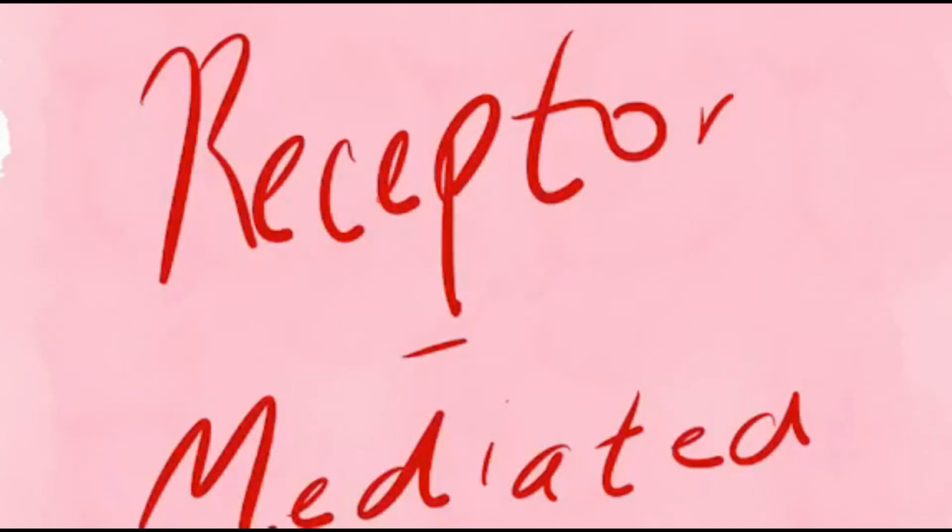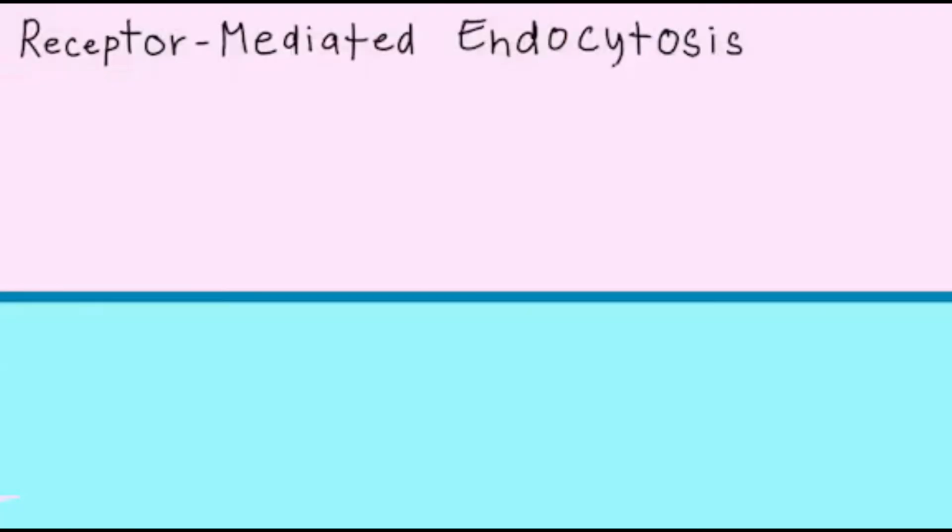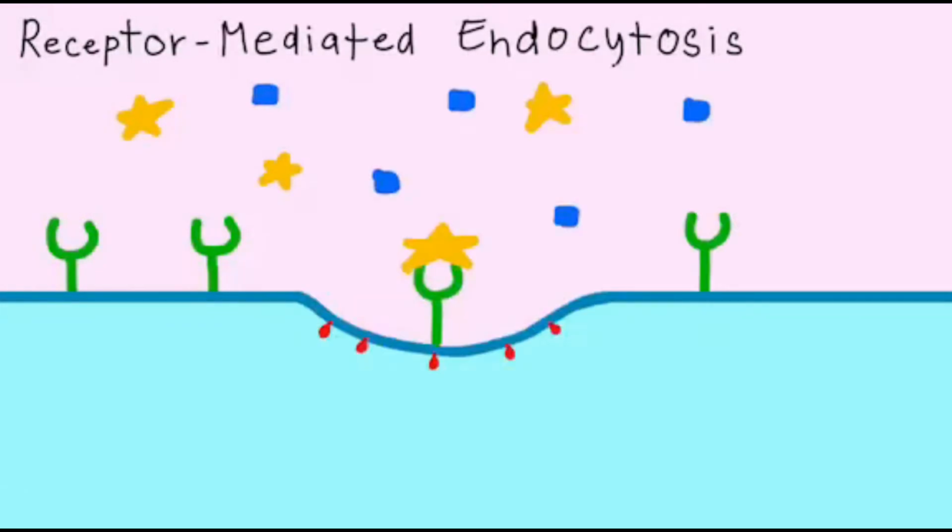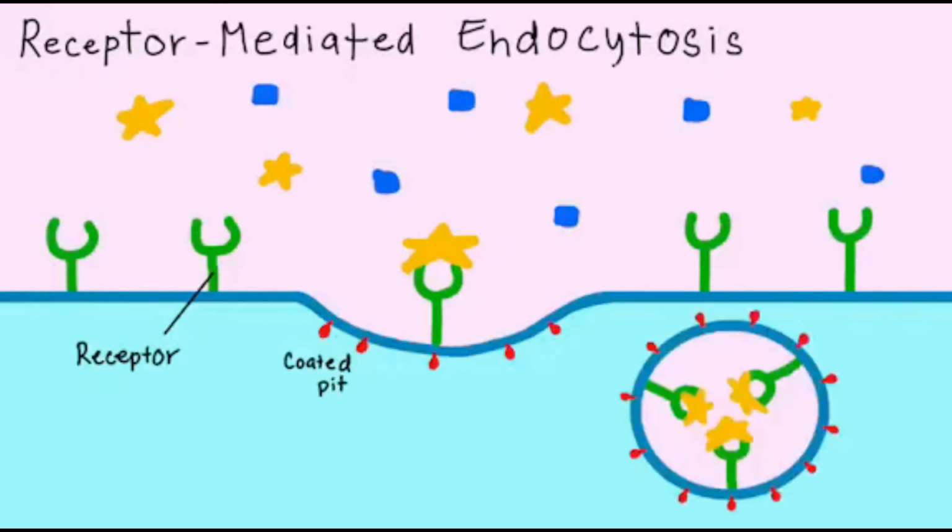Last but not least is receptor-mediated endocytosis. Receptor-mediated endocytosis is a form of endocytosis in which receptor proteins on a cell surface are used to capture a specific target molecule. The receptors, which are transmembrane proteins, cluster in regions of the plasma membrane known as coated pits.